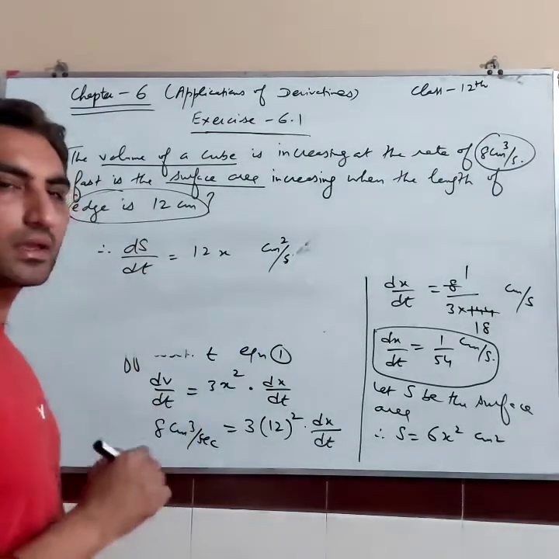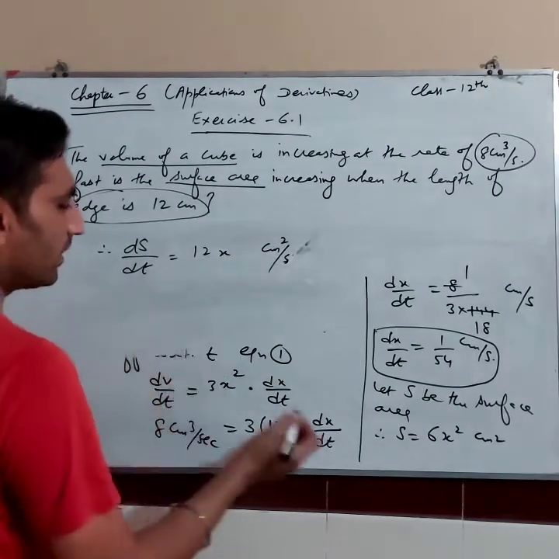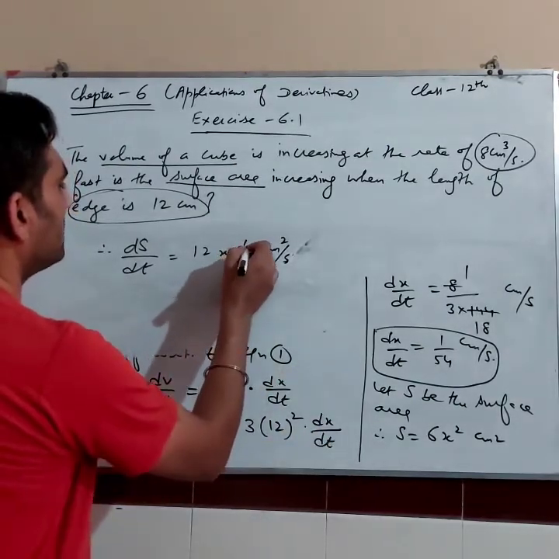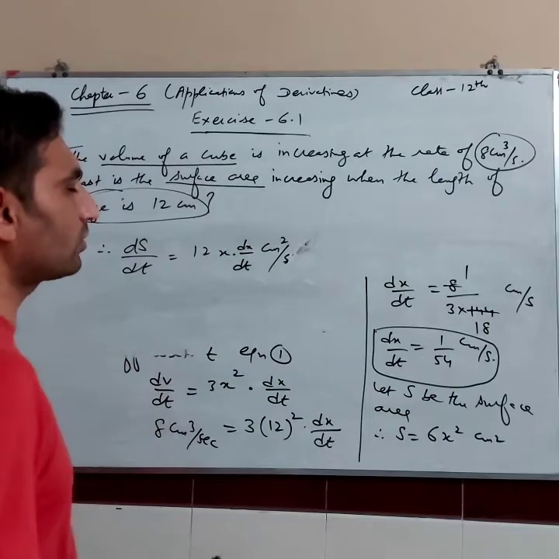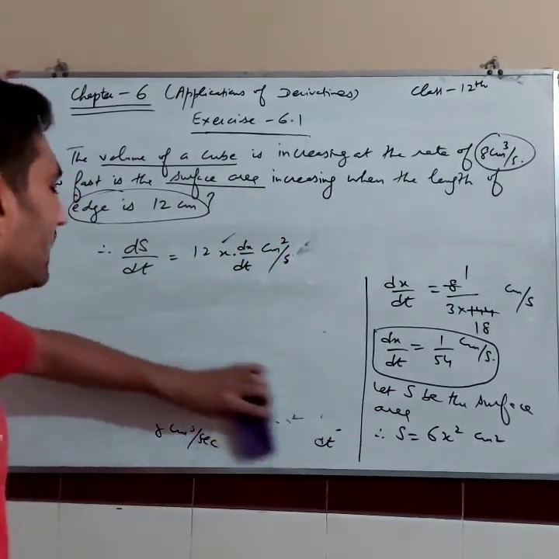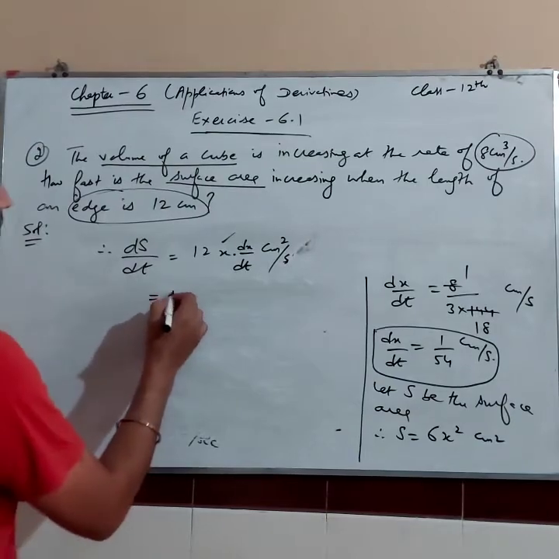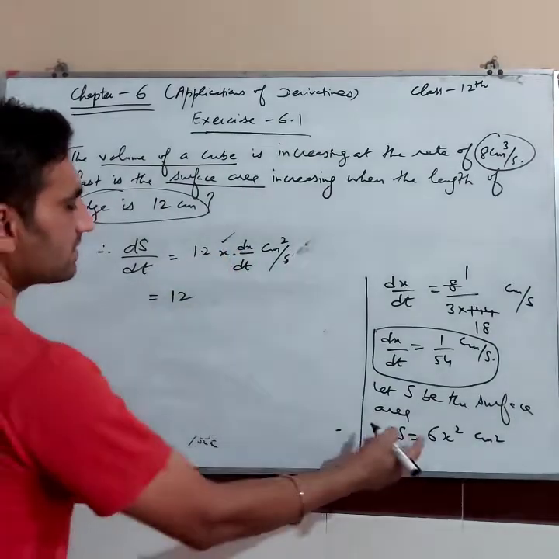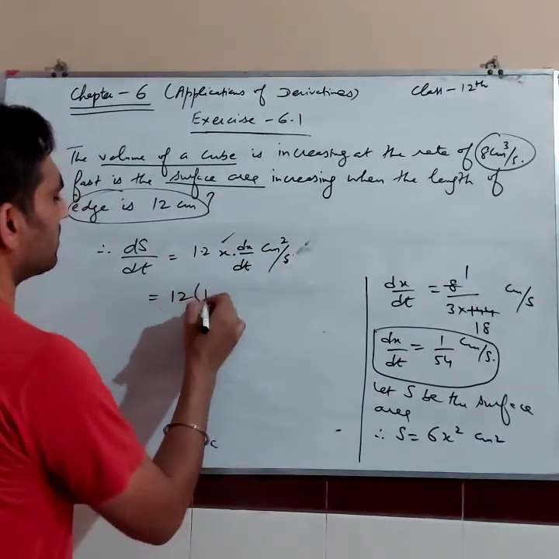But one thing is missing. What is the missing value? When we take the derivative, where is dx over dt? That we forgot to mark. So we have to write dx over dt along with it. Now we have to fill values here. 12 as it is, and x is also 12.